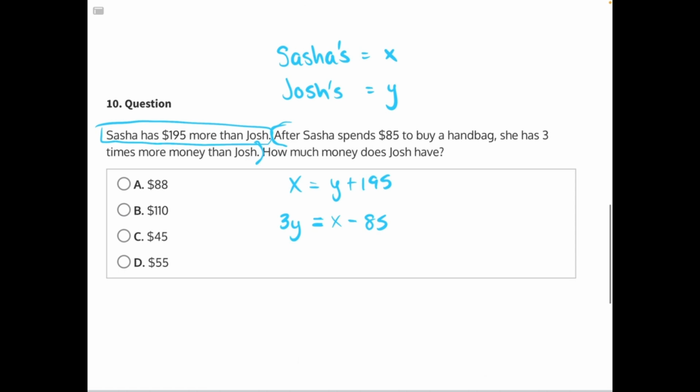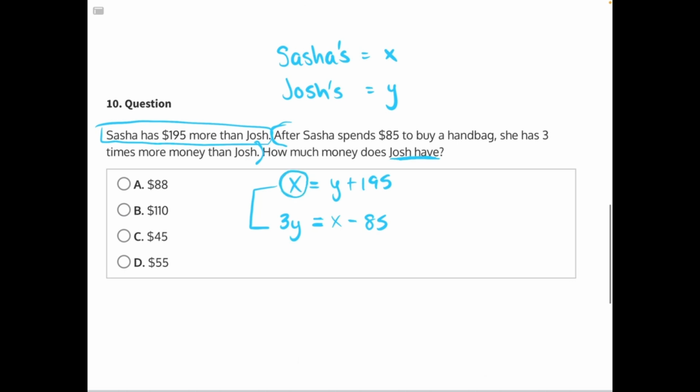Now we need to solve for y, which is how much Josh has. When you have 2 separate equations like this, a system of equations we call it, you can use something called the substitution method to solve, where you try to get one variable on one side of the equal sign. In this case, it's already set up for us, which is very nice.